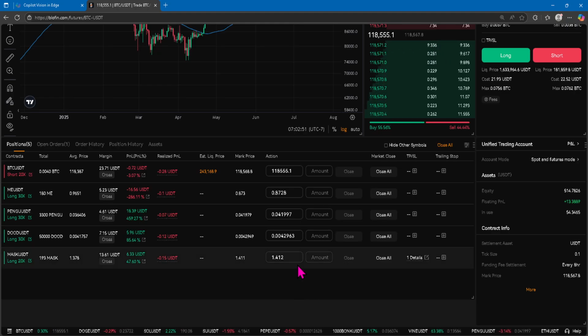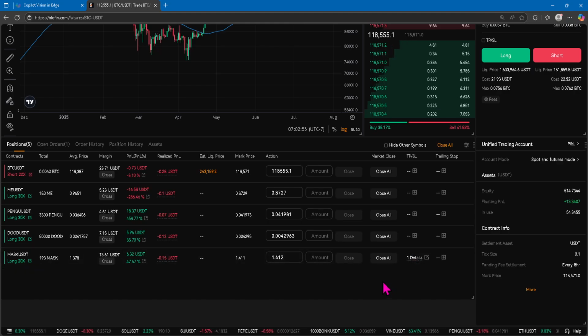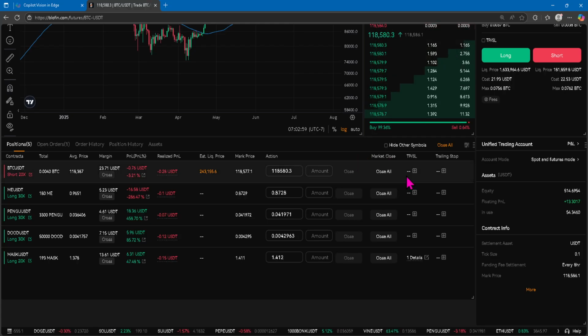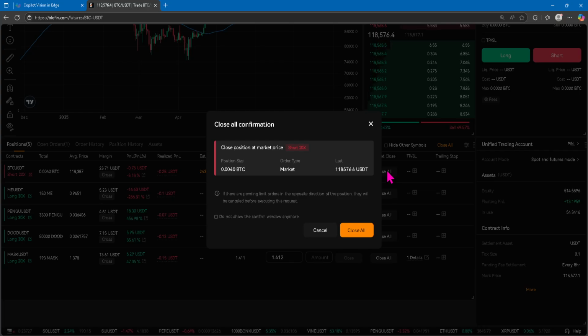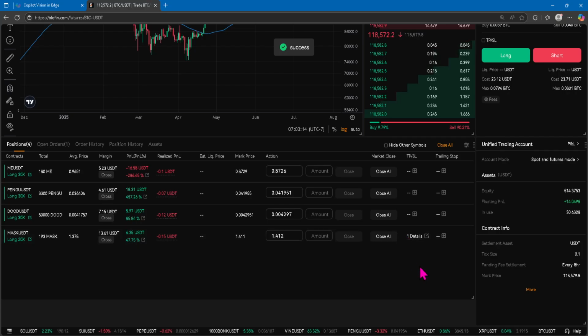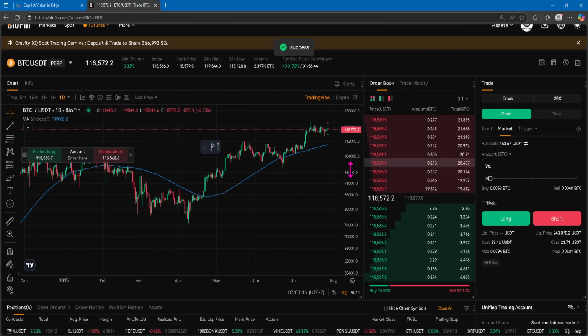Now the website is so quirky to use. It's hard to even scroll over. So silly. All right. It's so weird. I just want it. Why can't I hit close? That makes no sense. All right, close all in that position. And you see we're going up already.